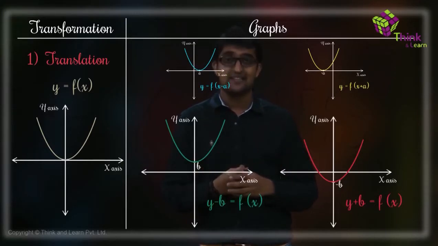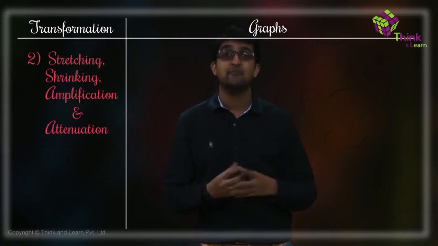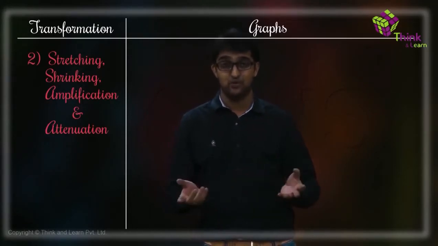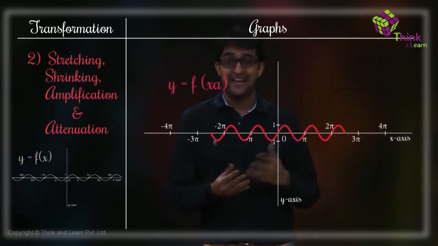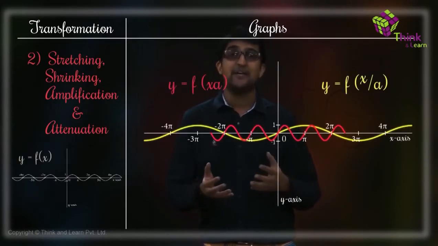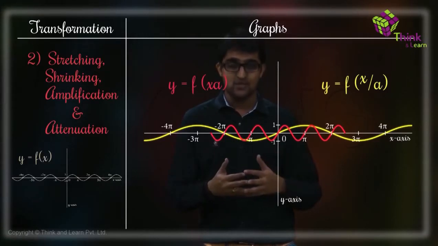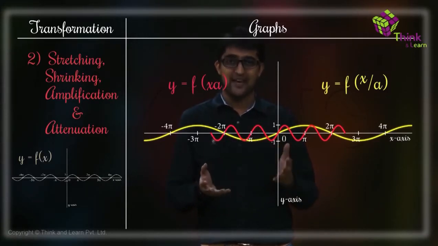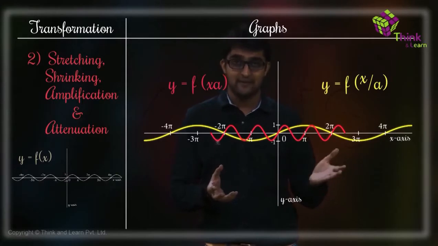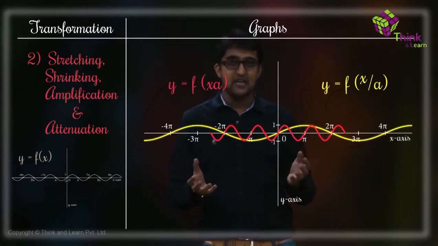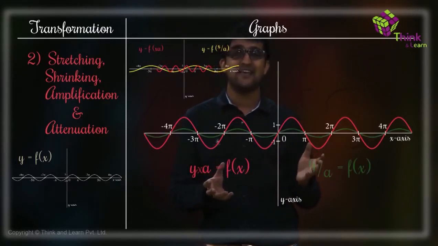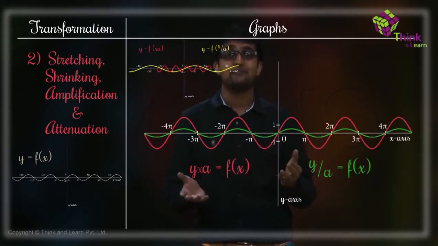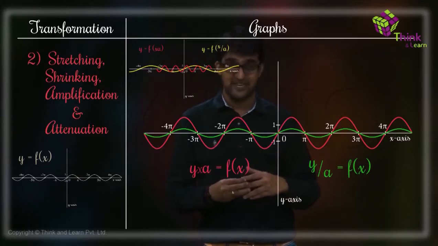That is translation. Then you did the transformation involving stretching and shrinking and magnifying and miniaturizing a function. How did you do that? The function initially was y is equal to f of x. When you multiplied the x term or divided the x term, it became shrinking or stretching. So you made it y is equal to f of x by a or f of x into a. It was shrinking or stretching. If you multiply the y term, that is, you made it a into y is equal to f of x, or y by a is equal to f of x, it became a magnifying or miniaturizing function. So that was the second transformation.